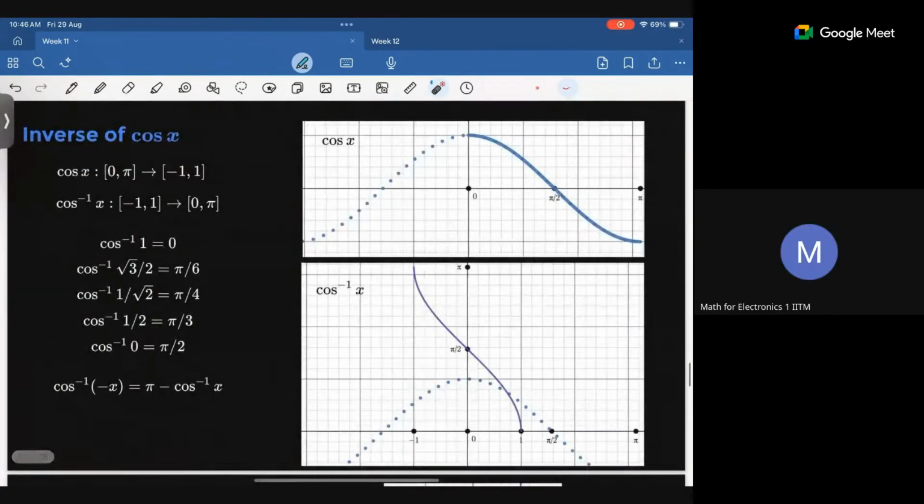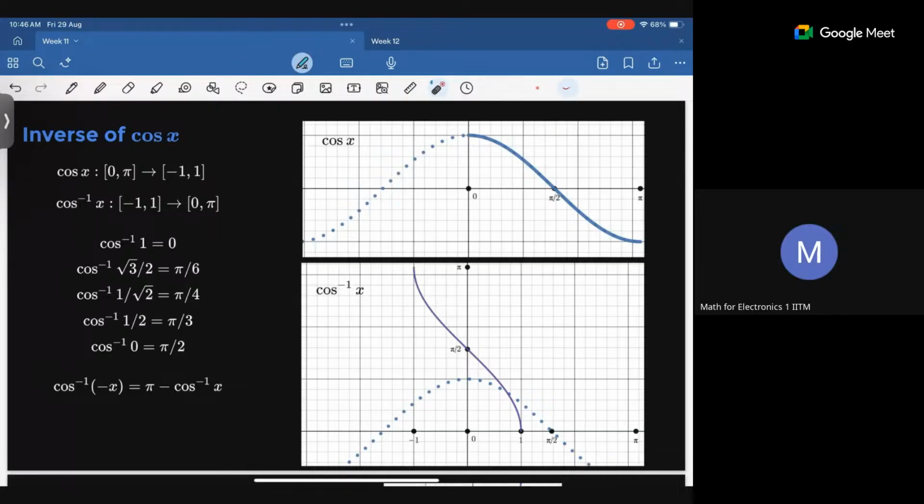Okay, so similarly there exists inverse of cos. Cos x will have the domain to be 0 to pi and codomain to be minus 1 to 1. For cos inverse x, minus 1 to 1 will be the domain and 0 to pi will be the codomain. And some standard values are cos inverse of 1 is 0, cos inverse of root 3 by 2 is pi by 6, cos inverse of 1 by root 2 is pi by 4, cos inverse of half is pi by 3, cos inverse of 0 is pi by 2.